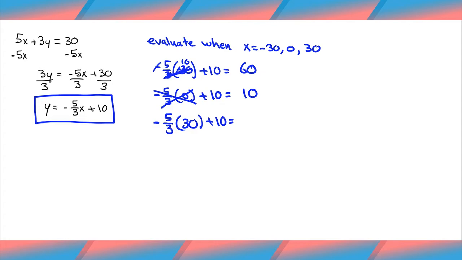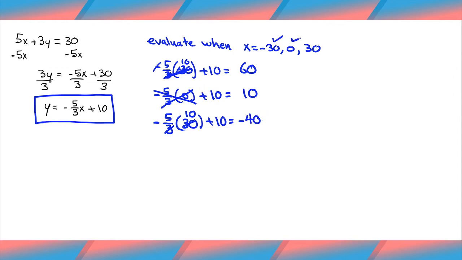And then the same thing happens here. The 3 and the 30 kind of simplify, reduce, cancel to just a 10. Think 30 divided by 3 makes 10. Then you'd have the negative 5 times 10, which is negative 50, plus 10 is negative 40. So there you go. So we have three inputs.